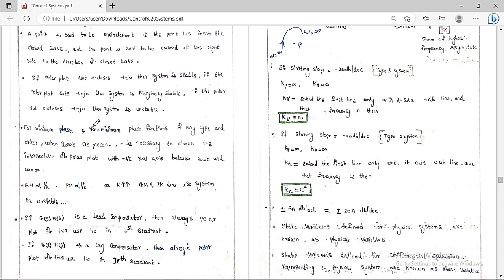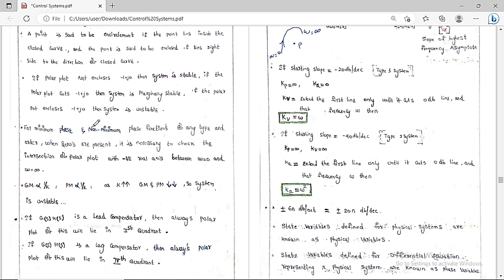So finally, the gain margin is inversely proportional to system gain and the phase margin is also inversely proportional to system gain. As the system gain K increases, the gain margin decreases and the phase margin decreases, so the system is going to become unstable. Unstable means the gain margin becomes negative and the phase margin becomes negative. This point you always have to keep in your mind.